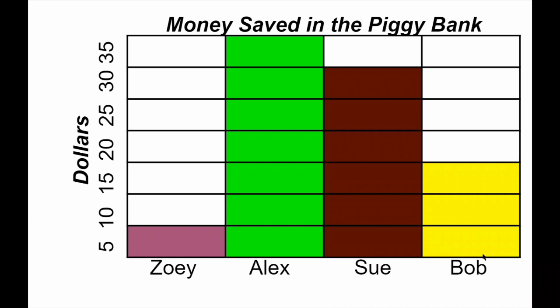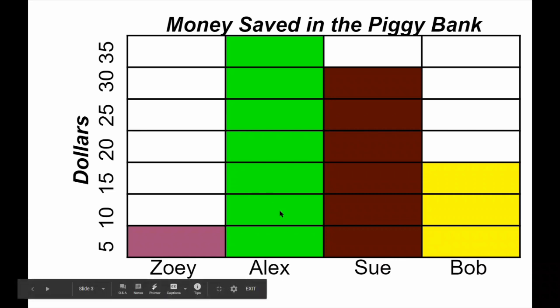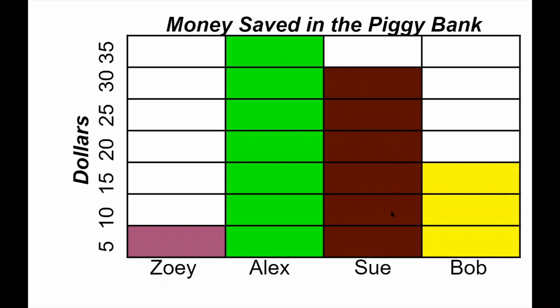Now we might get questions asked of us like, what is the difference between how much Alex saved and Sue saved? Okay, now the word difference tells us this is a subtraction problem. So let's look at Alex. She saved $35. Good job, Alex. And Sue saved $30, which is also pretty good. So what's the difference? We have to take 35, take away 30, and we get the answer of $5.